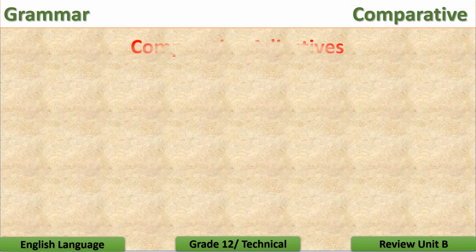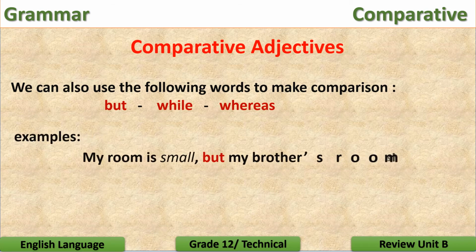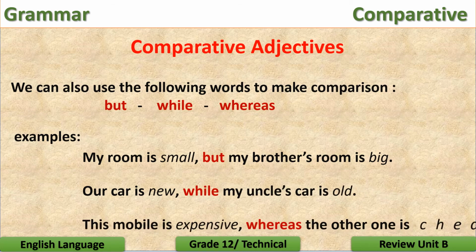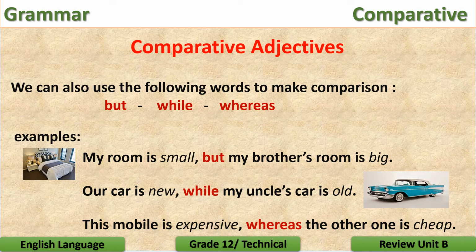Another way for making comparison is by using the following words: but, while, and whereas. Like in the examples, my room is small, but my brother's room is big. Our car is new, while my uncle's car is old. This mobile is expensive, whereas the other one is cheap.